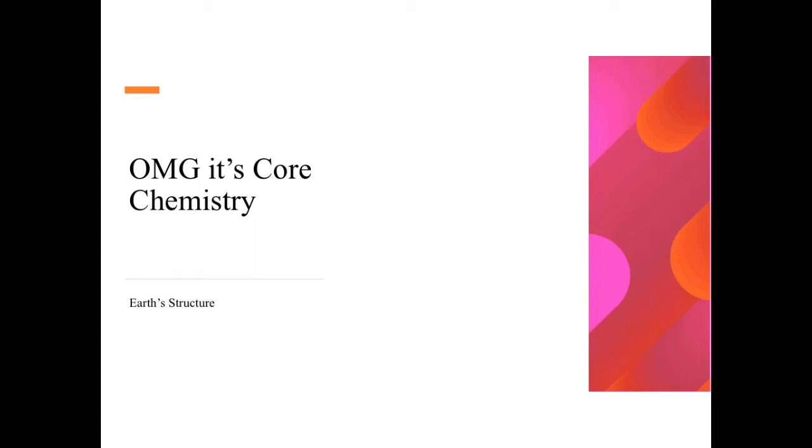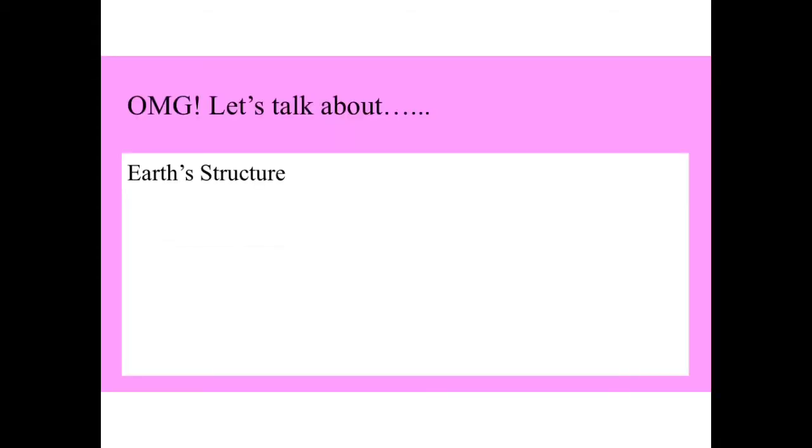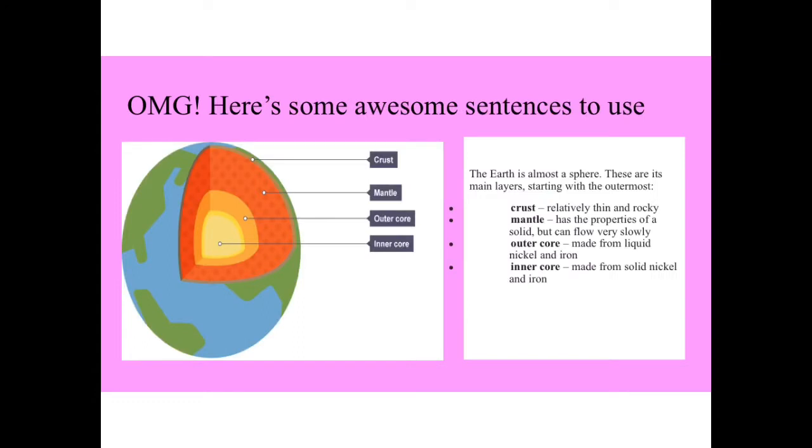So here are some key facts to remember about the Earth's structure in the core chemistry series. So the first thing we're going to talk about is just the general Earth structure, and this is what it looks like. So you've got your crust, your mantle, your outer core and your inner core. You've also got the atmosphere surrounding it, and your atmosphere is kept in place by something called the ozone layer. So there are some extra bits to the structure of the Earth.